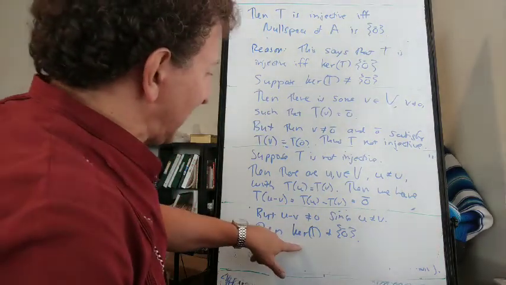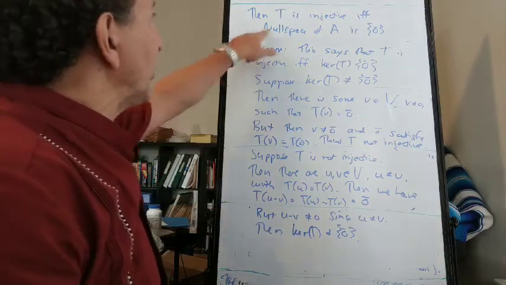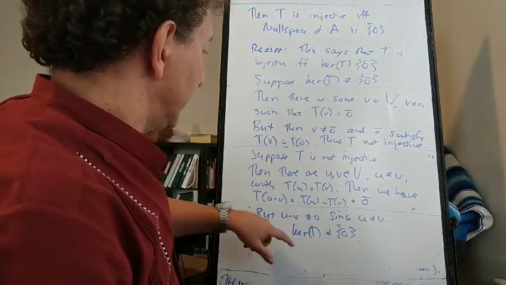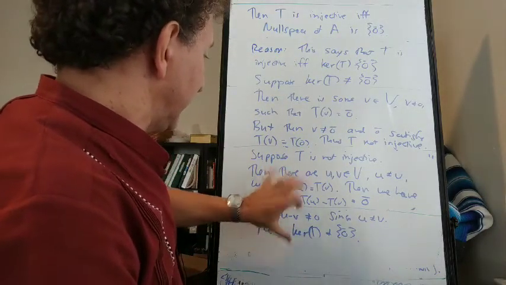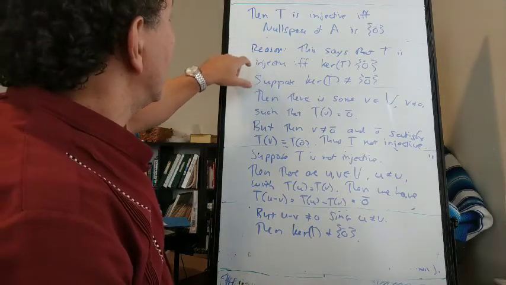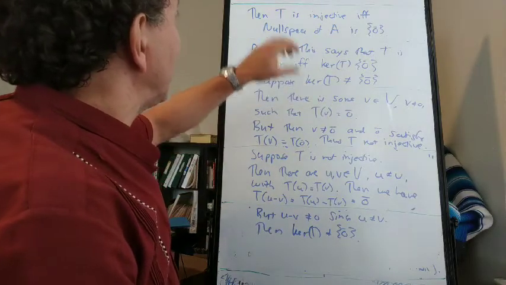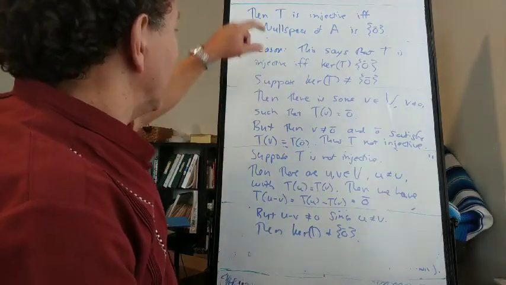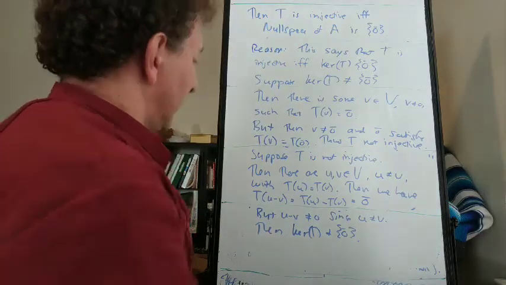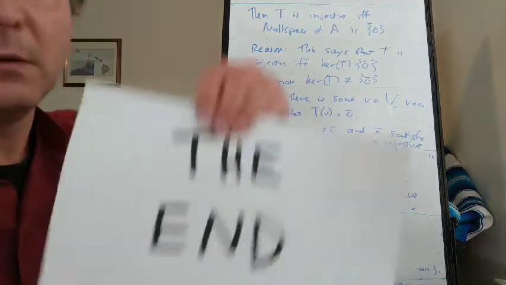And if the kernel of T is not just the 0 vector, and the coordinate version of the kernel of T is the null space of A, that means that the null space is not 0. But the kernel of T is 0 if and only if the null space is 0. So this was T not injective. If T is injective, then the null space of A is 0. The end.